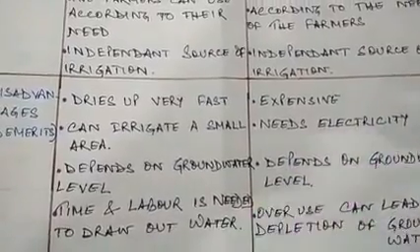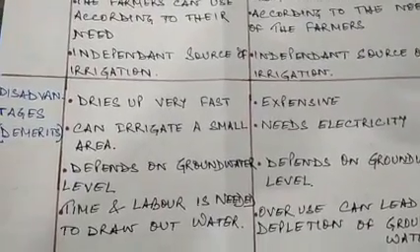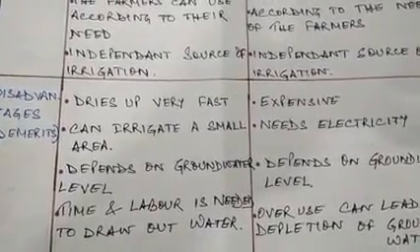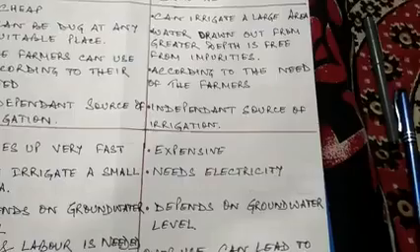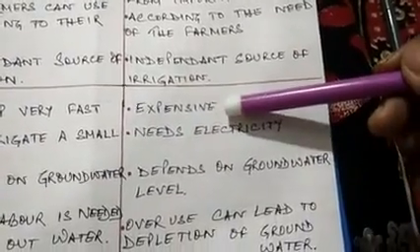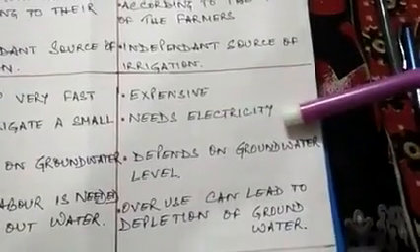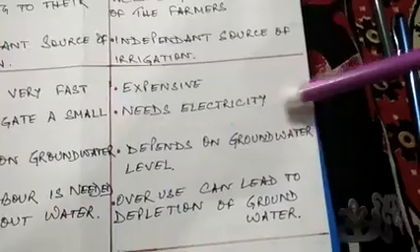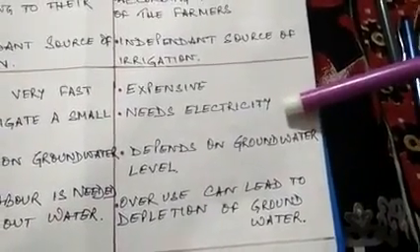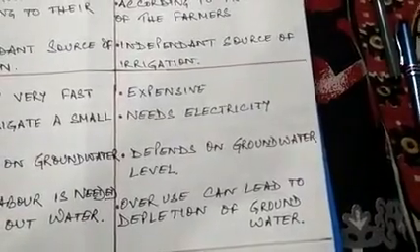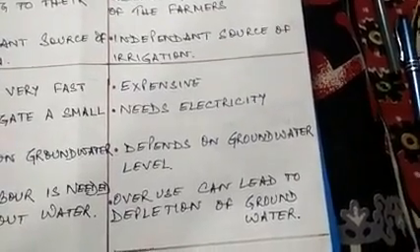If the groundwater level is low, wells will not have water in them. A lot of time and labor is required to draw out the water, so it is time consuming. Coming to the disadvantages of tube wells: expensive because you need to buy pumps. Needs electricity. Pumps cannot run without electricity, so villages or places without electricity cannot use tube wells.